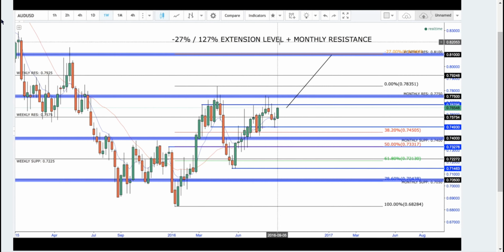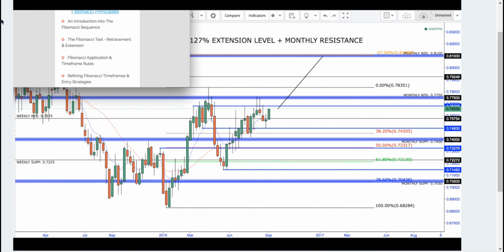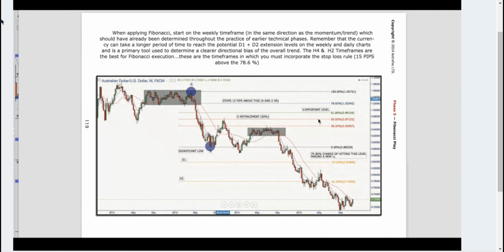Now, to take this off, so what I would normally do, if you found something on a weekly time frame, because there's a likelihood we're going to find something on the daily as well, because you can get the Fibonacci within a Fibonacci, and I'm not going to confuse you with that right here. But again, always please refer to the book for this one.